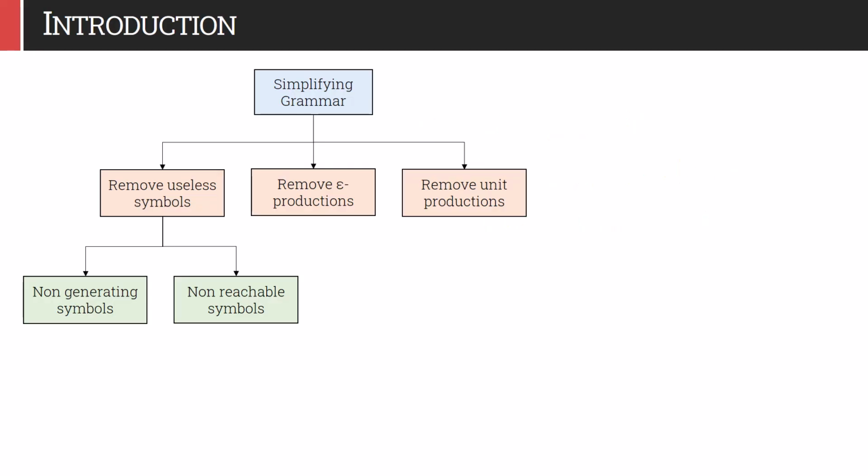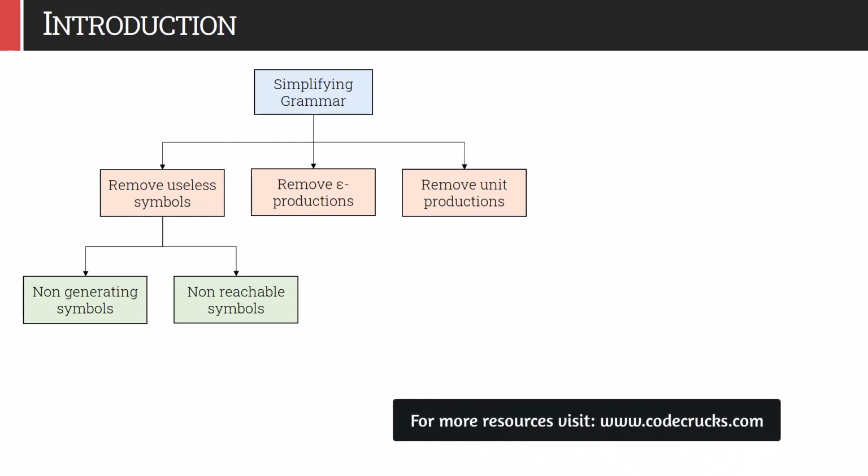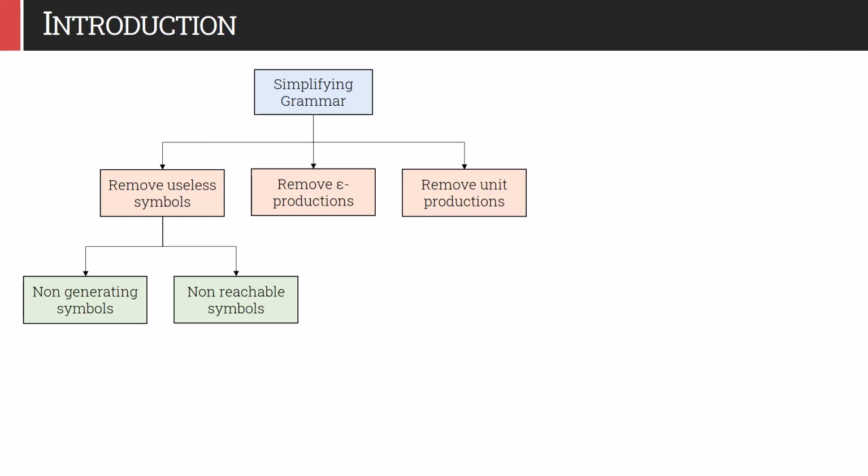As we already know, we can simplify the grammar using three steps: by removing useless symbols, by removing epsilon productions, and by removing unit productions. If you don't know how to remove useless symbols or epsilon productions, you can refer to the previous two videos, where I have discussed with examples how we can remove them. In this particular video, we will be focusing on removing the unit productions from the grammar.